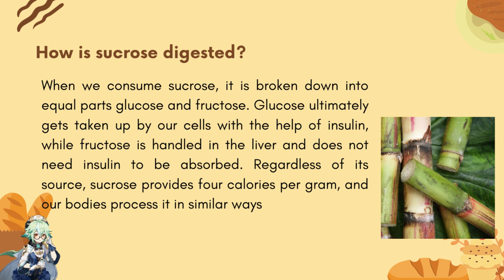Now, since glucose is the main source of energy of our body cells, it is readily taken up by our cells with the help of the hormone insulin, whereas fructose will then be handled by other parts of the body for it does not need insulin to be absorbed. Regardless of its source, sucrose provides 4 calories per gram, and our bodies process it in similar ways. So, regardless of the source, sucrose always provides 4 calories per gram.